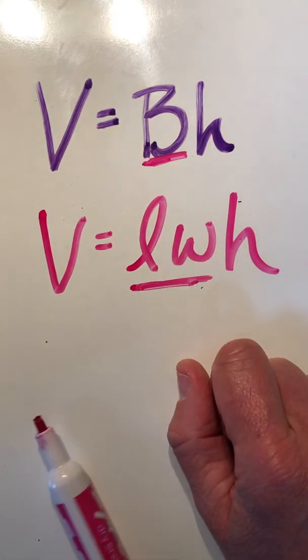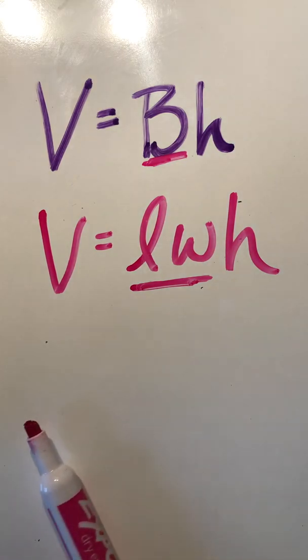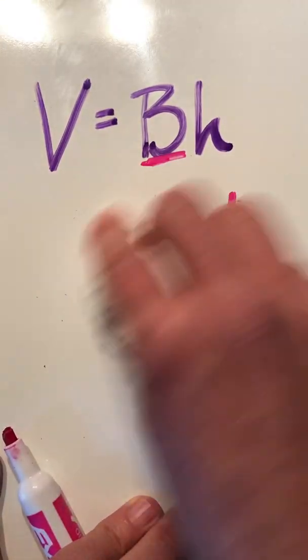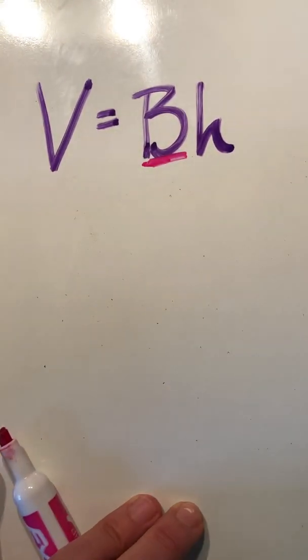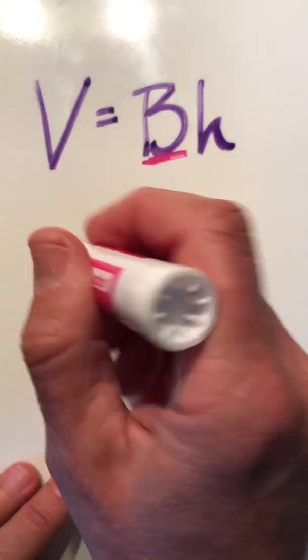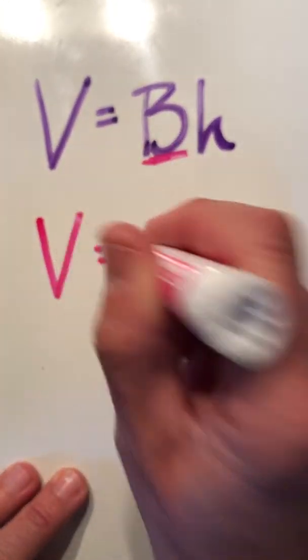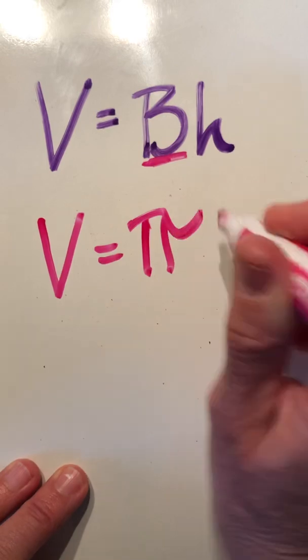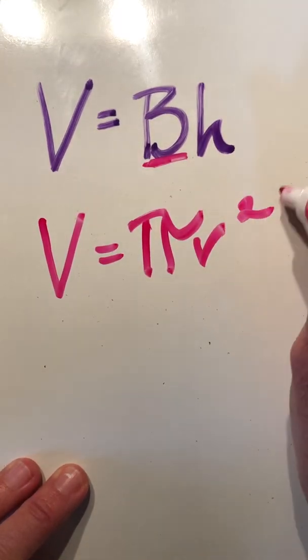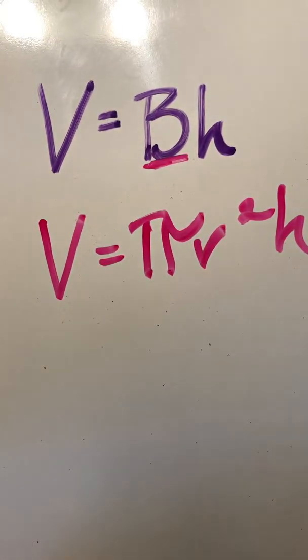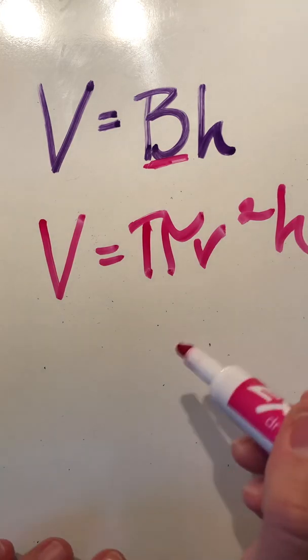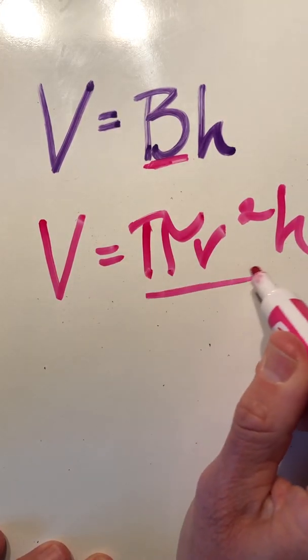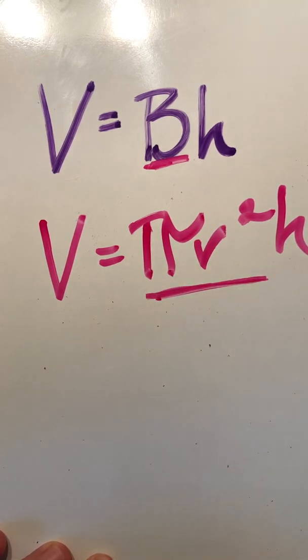Now, I want to show you something else. Let's take a look at the way you have seen the volume of a cylinder in the past. You've seen it like this. Volume equals pi r squared h. And that's correct. Absolutely correct. But again, see this pi r squared part? That is the circular area of the base.